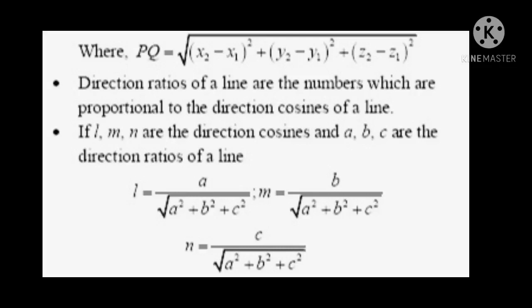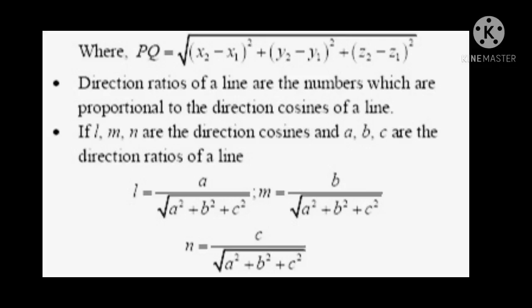Next point is, if L, M, N are the direction cosines and A, B, C are the direction ratios of a line, then L is equal to A by under root A square plus B square plus C square, M is equal to B by under root A square plus B square plus C square, N is equal to C by under root A square plus B square plus C square. So here, I guess, you now have the formulas. For now you can memorize it, or just imagine it in a smaller way.